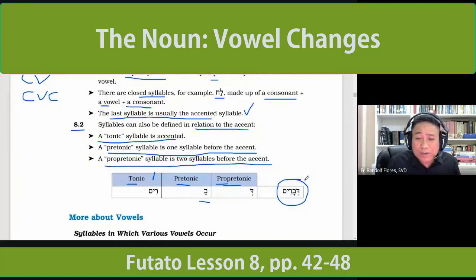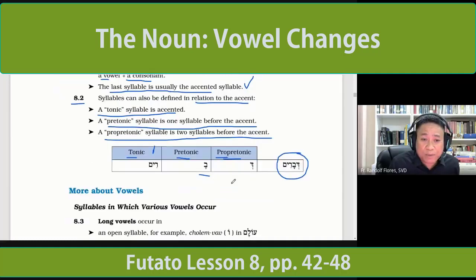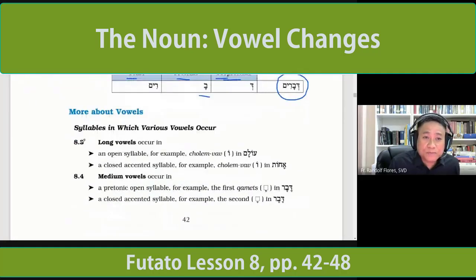So, simple syllabification. Remember the terms there, just like all these terminologies. The one with the accent is the tonic syllable. Next, the syllable before the accent is pretonic, and two syllables before the accent is propretonic. It's very important because we will use them for the description of the changing of the vowels. Okay.